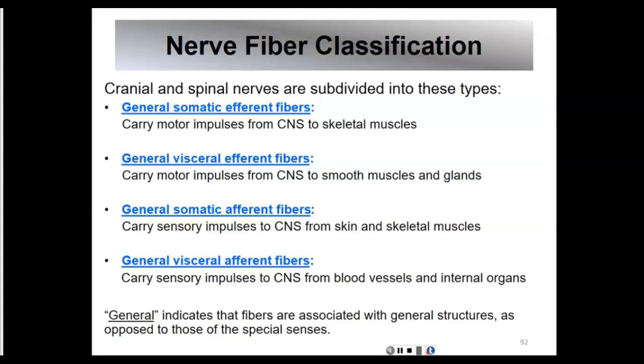Efferent, again, is away from the CNS, so motor control. General somatic afferent. Somatic is going to be skeletal, skin. And afferent is to the CNS, so this is sensory. And then general visceral afferent. Visceral is organ, afferent is sensory, so it's a general sensory impulse to the CNS from blood vessels and internal organs.